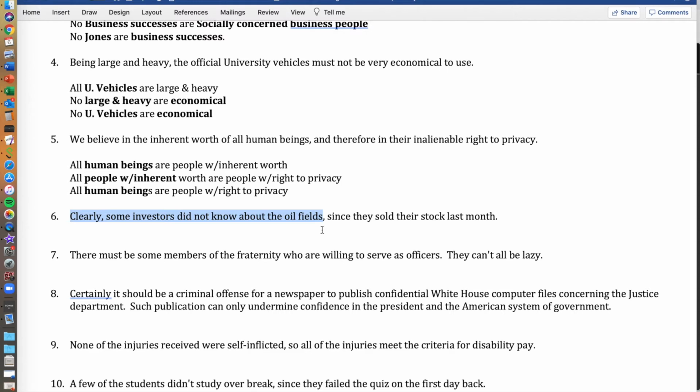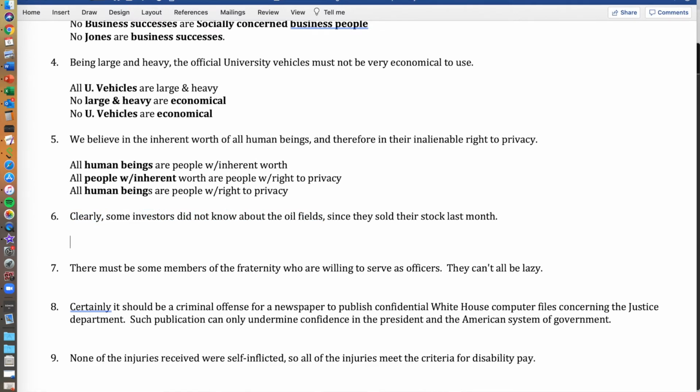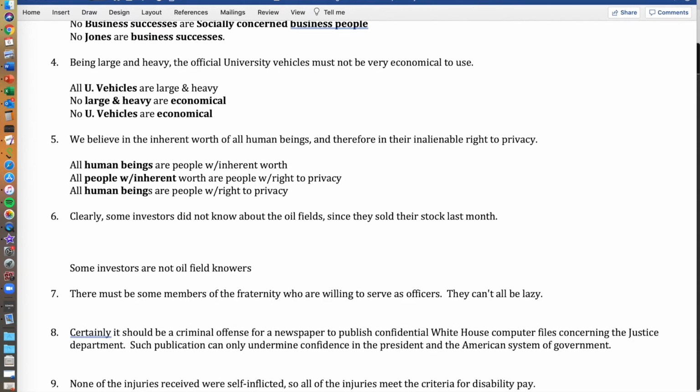So let's translate that into standard logical form. We have some investors are not, we'll call them oil field knowers, right? So if that's the conclusion, then I want to move to the given premise of the syllogism. Since they, which they are we talking about? The same investors. So it's some investors are, we'll call them stock sellers, okay? Some investors are stock sellers, therefore some investors are not oil field knowers.